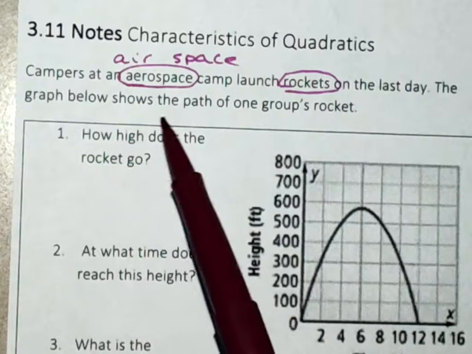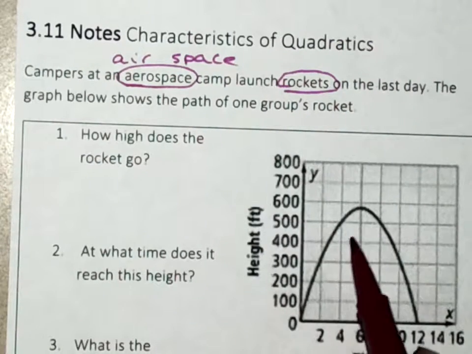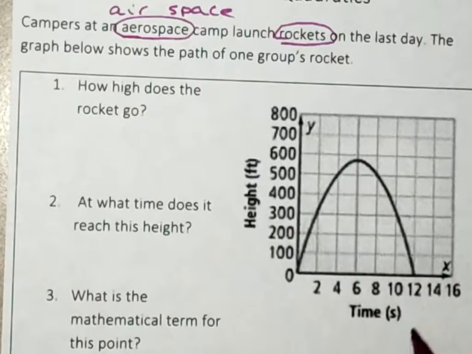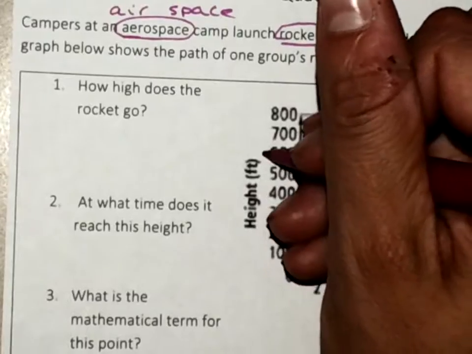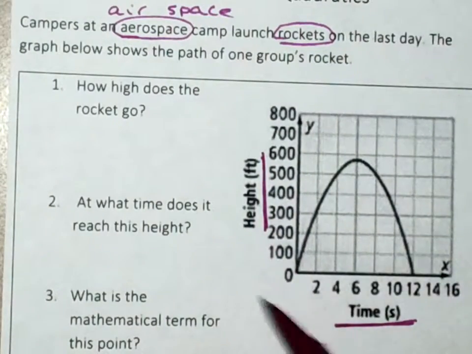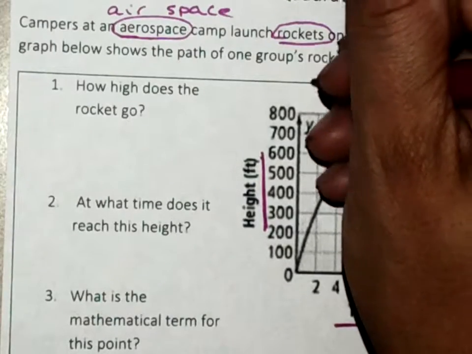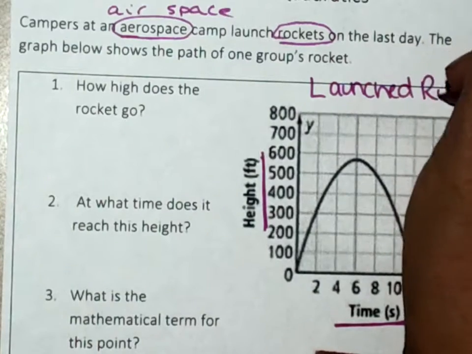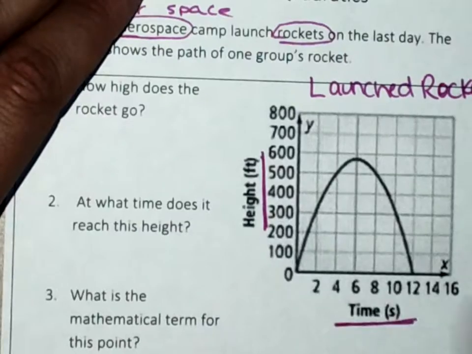The graph below shows the path of one group's rockets. So down on our graph, this is the way the rocket moves. So I'm going to first look at my x-axis. I know that it's using time to measure the x-axis, and we're using height to measure the y-axis in feet. That's always good for me to orient myself to the graph first. So this is the graph for launched rockets. So we're comparing height and time.